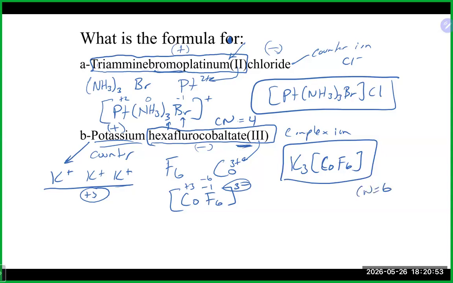Coordination number here is going to be 6, as there are 6 fluorines attached to the metal in the complex ion. Any questions on naming or writing the formulas there?